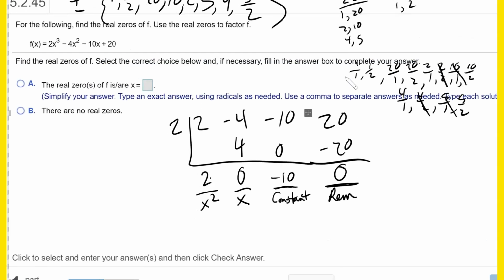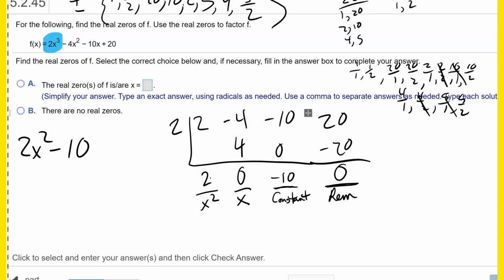Or another way you could think about it is whatever degree I start with up here, a 2x to the third, after I divide with synthetic division, what's left is going to always start 1 degree less than the one I started with. So since this was an x to the third, what's left is going to start out as an x to the second. So what's left here is 2x to the second plus 0x, I'm going to leave that off, minus 10. That's what's left.